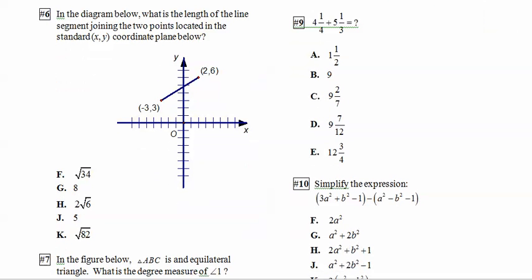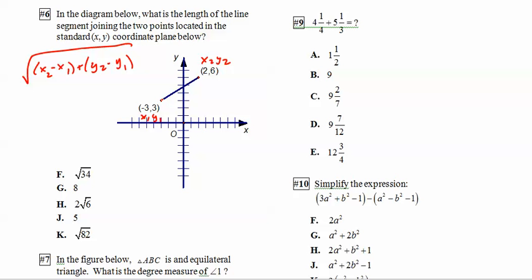In the diagram below, what is the length of the line segment joining the 2 points located? Now this is distance formula. If you want to go x1, y1, x2, y2, and do this whole thing. And I should be consistent here. A lot of people like 2's first. Doesn't matter. I don't want to do that.